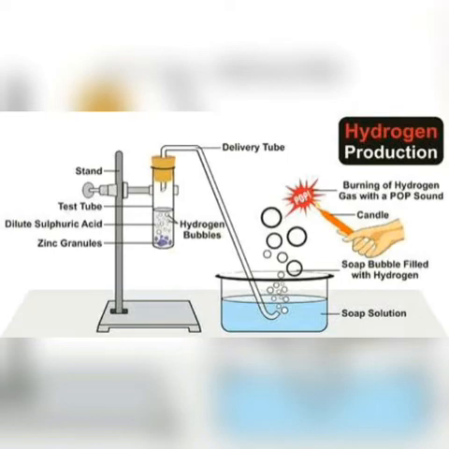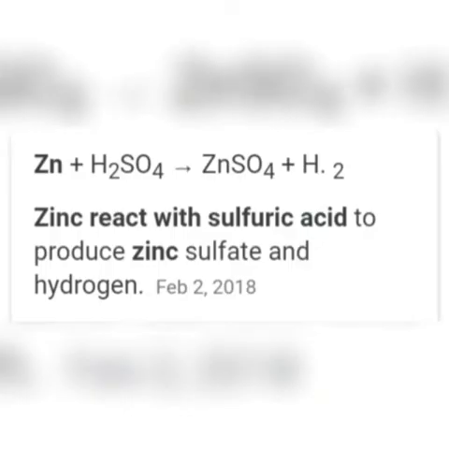Take a burning candle near a gas-filled bubble. Burning of hydrogen gas with a pop sound can be observed. This activity can be repeated with any type of acids like nitric acid, hydrochloric acid, etc. The metal in the above reaction displaces hydrogen atoms from the acids as hydrogen gas and forms a compound called salt. Thus, the above reaction is sulfuric acid plus zinc metal gives zinc sulfate plus hydrogen gas.